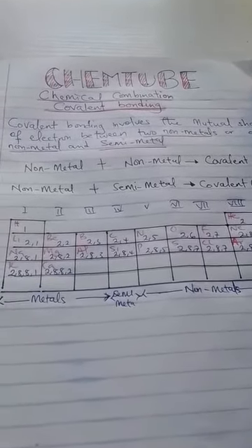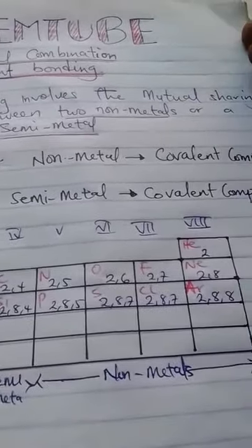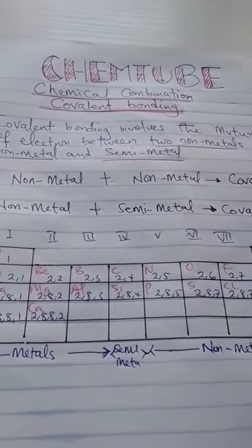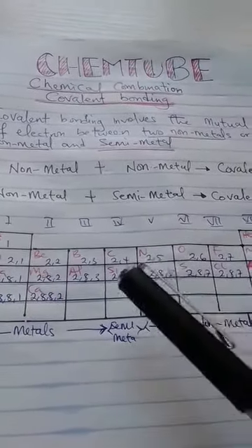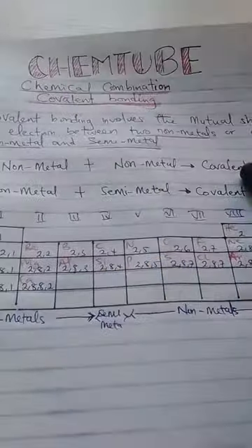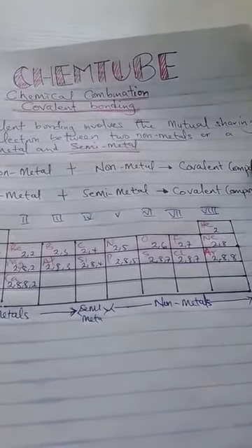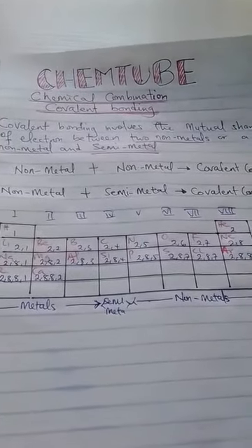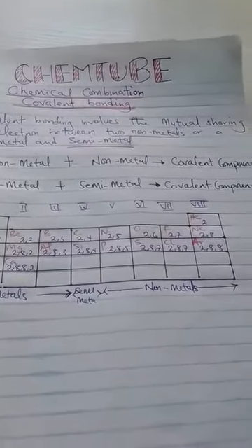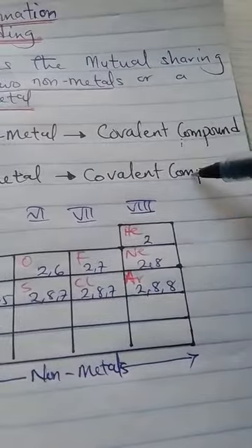Now, what is covalent bonding? Covalent bonding involves the mutual sharing of electrons between two non-metals, or between a non-metal and a semi-metal. When you have two non-metals coming together, the bond between them is called covalent bonding. Or if you have a non-metal and a semi-metal, the bond between them is called covalent bonding. And the compound formed is called a covalent compound.